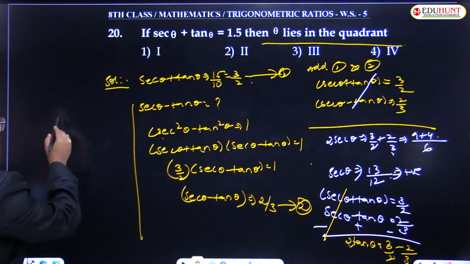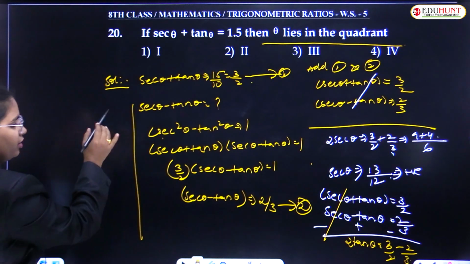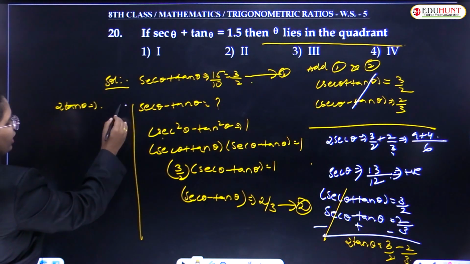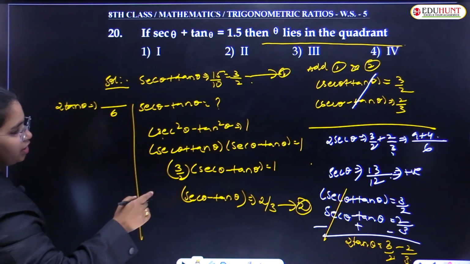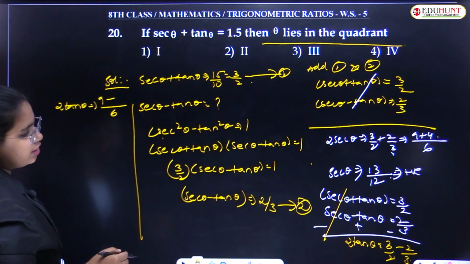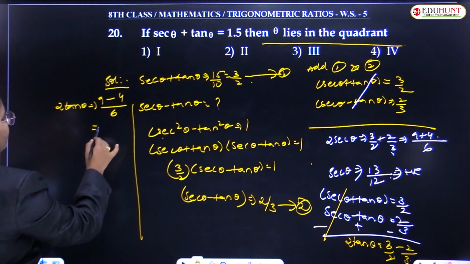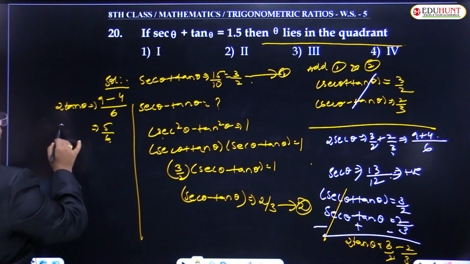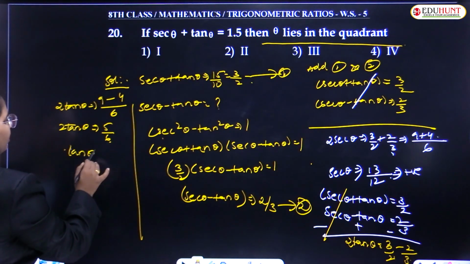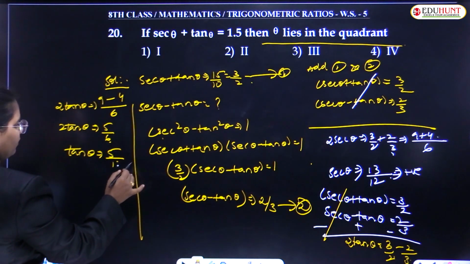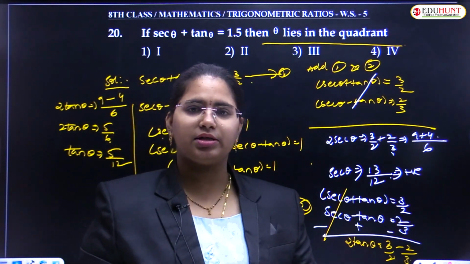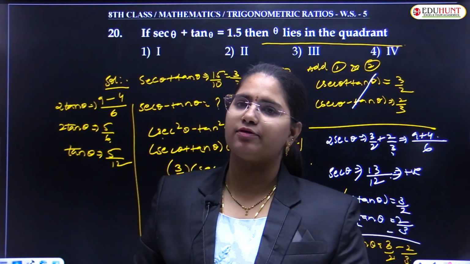So what is the value I am going to get? Please listen. 2 tan theta is equal to, again 6 is the LCM, 3 into 3 is 9, minus 2 into 2 is 4, which is 9 minus 4, 5 by 6. 2 tan theta is equal to 5 by 6. So tan theta will become 5 by 12. That is, secant theta is 13 by 12, and tan theta is 5 by 12. Both are taking positive signs.